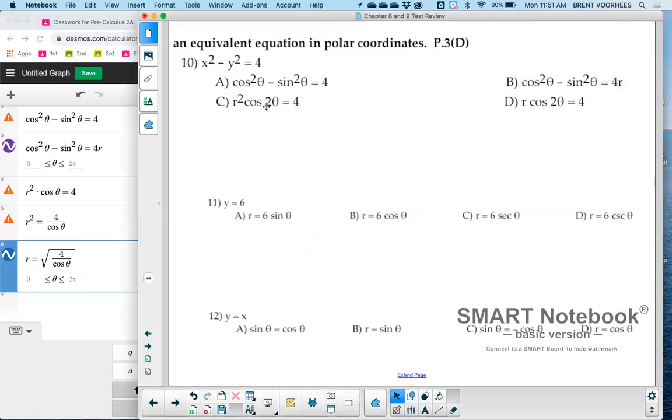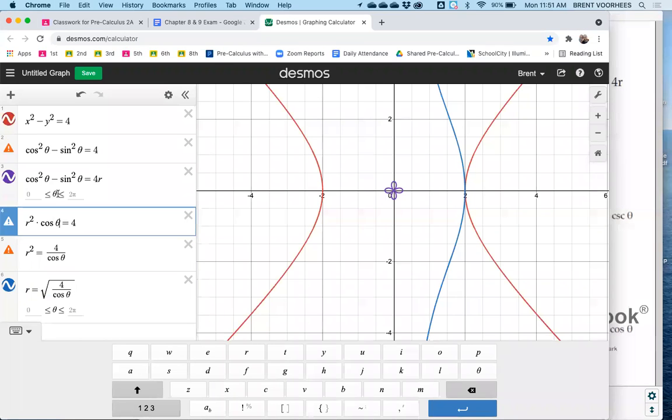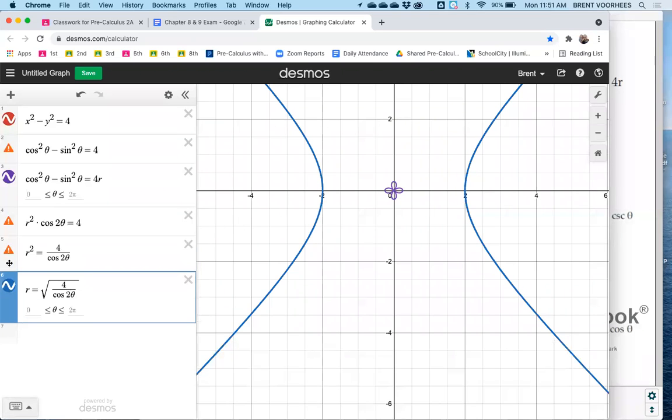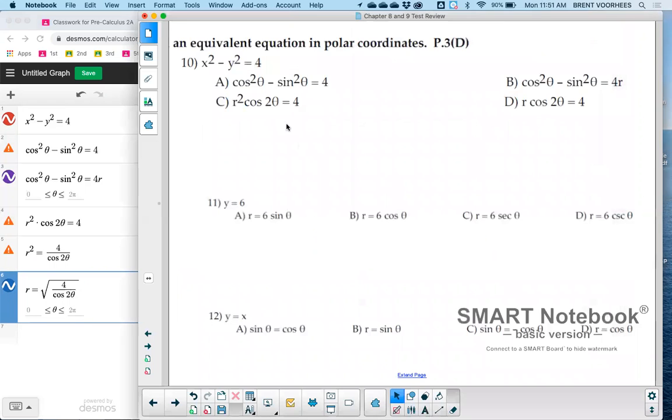And I think I typed in some, oh, it's a 2 cosine 2 theta. Let me put 2's in all this. I'm going to say that one's supposed to be the answer. Why is it not looking right? It's cosine 2 theta. There we go. So you can see this one overlaps perfectly. And C, so C would be the right answer.